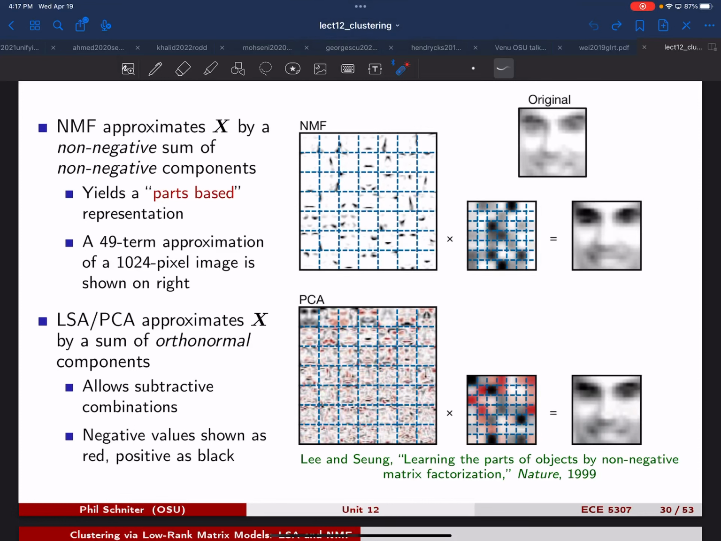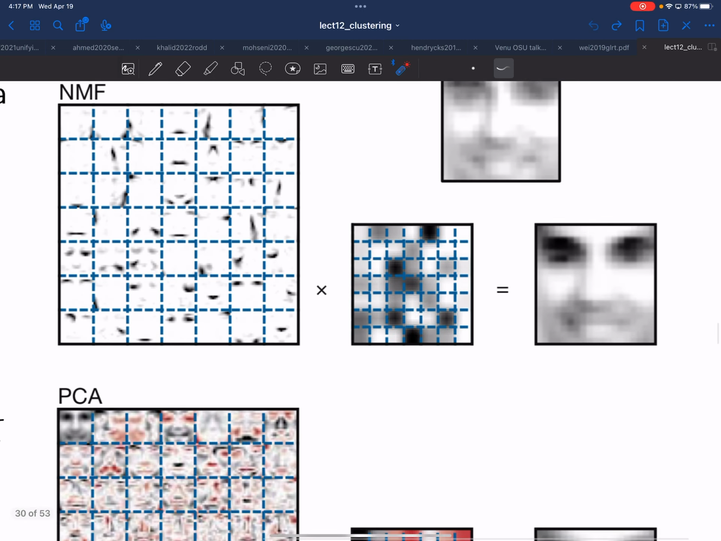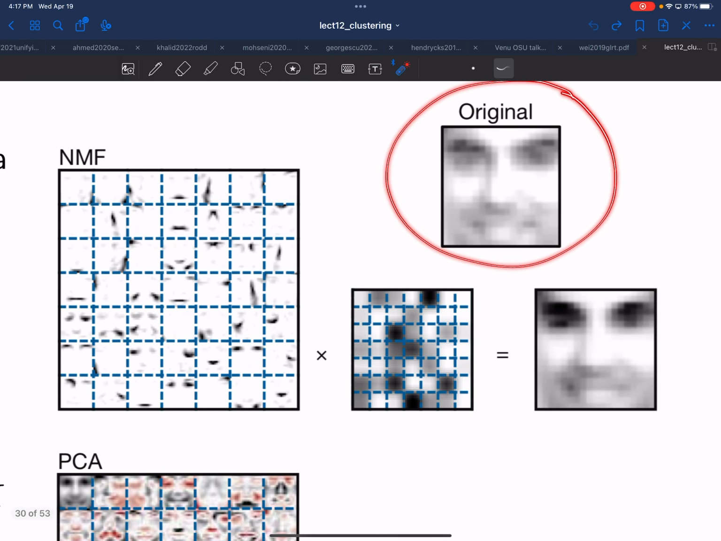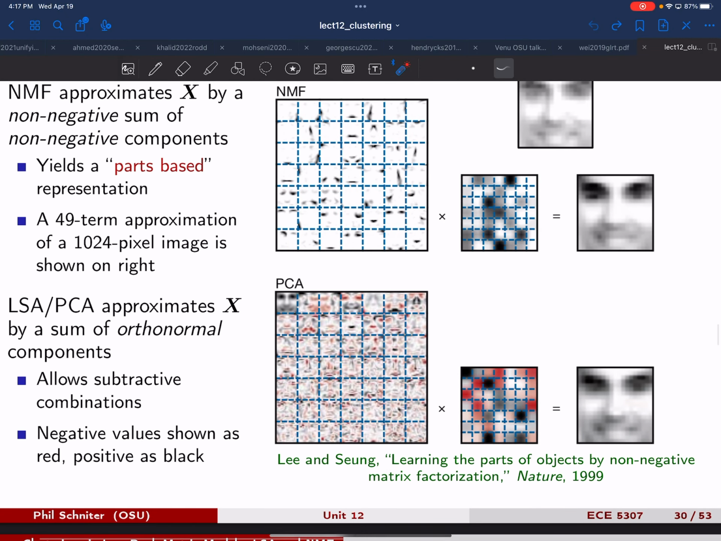Okay, to explain what PCA or what NMF is doing, and it's fundamentally different than PCA. So here's how it goes. This is sort of revisiting the experiment we did before with eigenfaces. So here's the original face. This is what we're trying to approximate. And in this case, we're approximating it with 49.